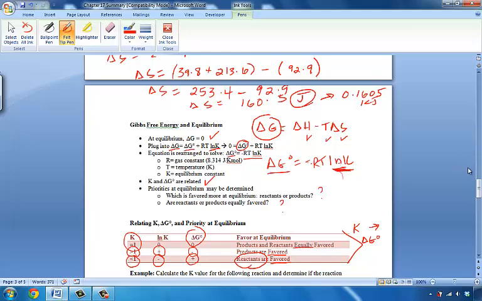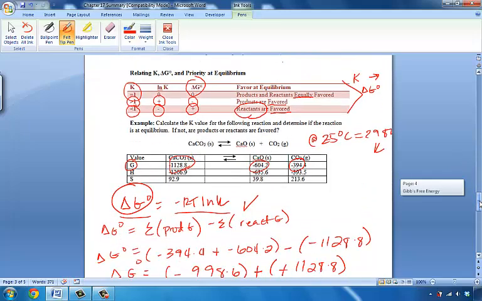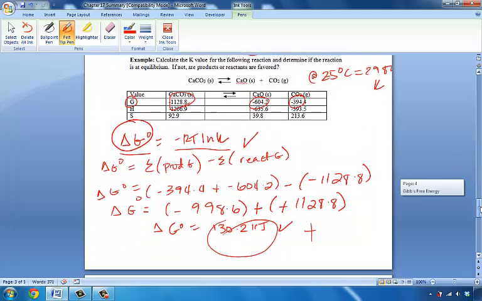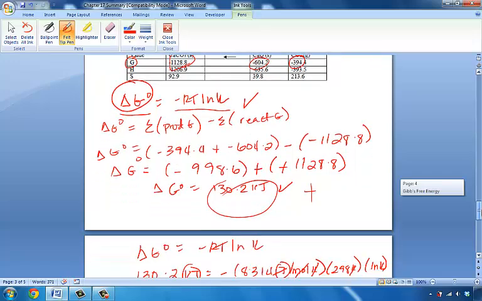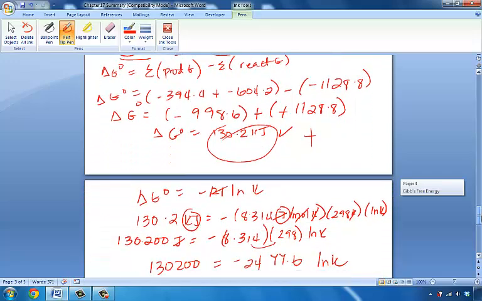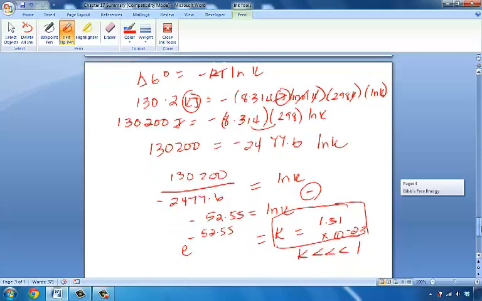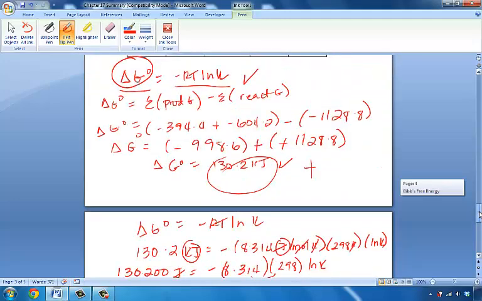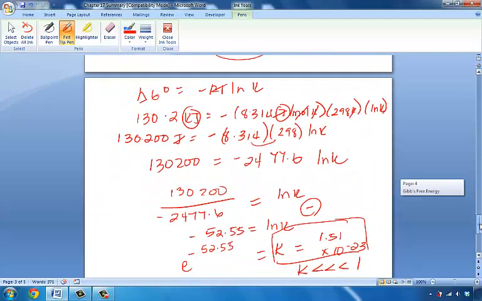So by just looking at the numbers, you can use the table to confirm all of your findings: a positive delta G naught, a negative value for your ln of K, which gave you a positive value for K that was less than 1, favoring your reactant.